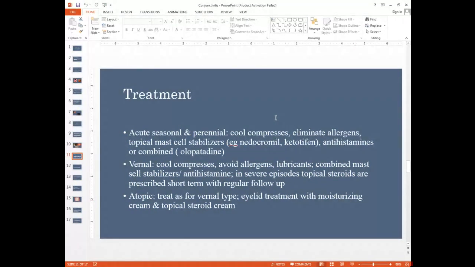I mentioned the role of steroids, which are usually prescribed short term, not for very long. Patients are followed up carefully because you don't want to have any side effects of the steroids. I've just listed here that the atopic type usually have skin changes, so they usually would need some form of moisturizing cream as well.